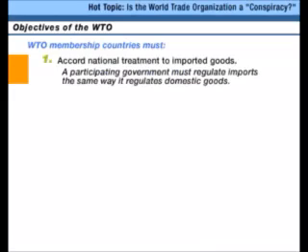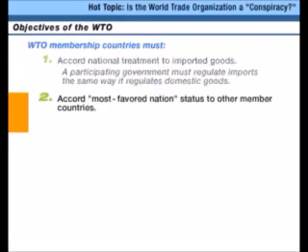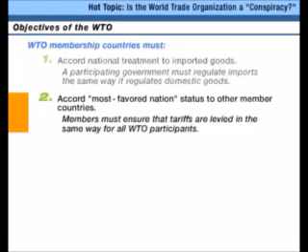The second thing you're expected to do is to accord most favored nation status to all of the other members of the World Trade Organization. That is, you charge them the same tariffs on imported goods that you charge everyone else. So within the World Trade Organization, you can't pick one country and give them favored access to your economy and another country not.